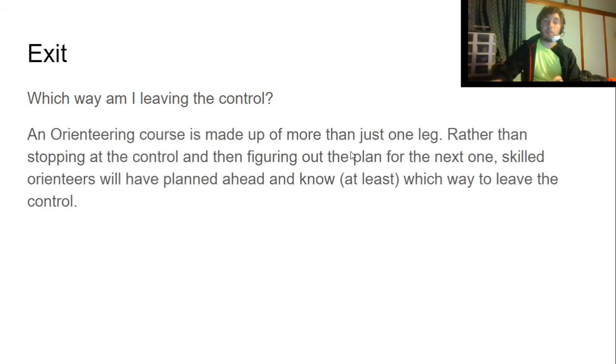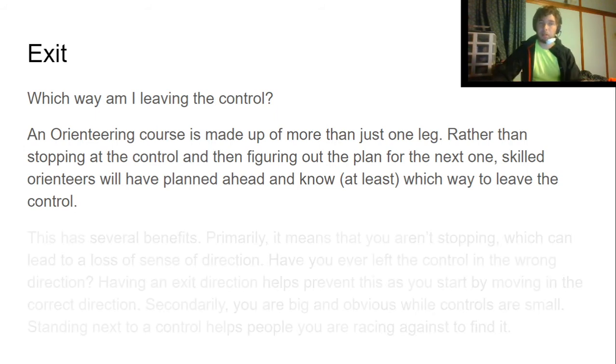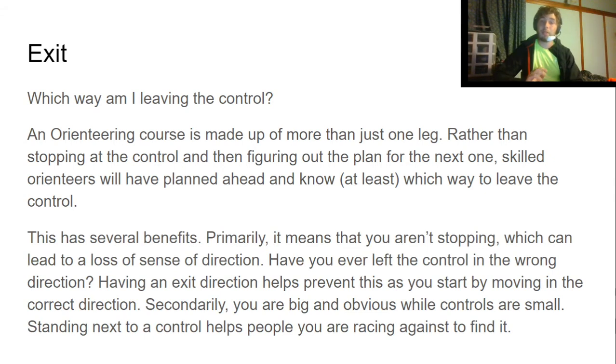So, remember an orienteering course is made up of more than just one leg. Rather than stopping and figuring out the plan for the next leg, skilled orienteers will have planned ahead and know at least which way to leave the control, if not further on. So this has several benefits. The first one is it means you're not stopping, and when you stop, you lose sense of direction and which way you're going. So have you ever left the control in the wrong direction?